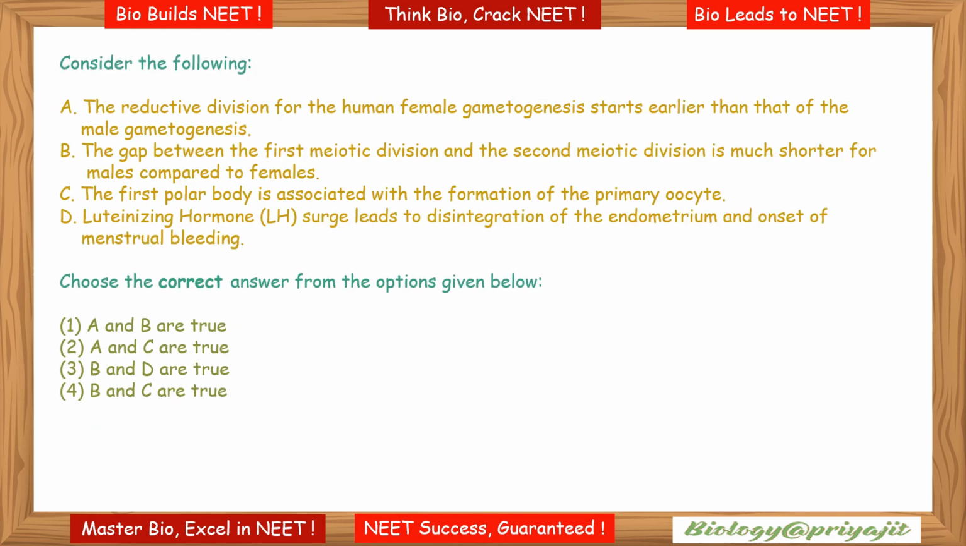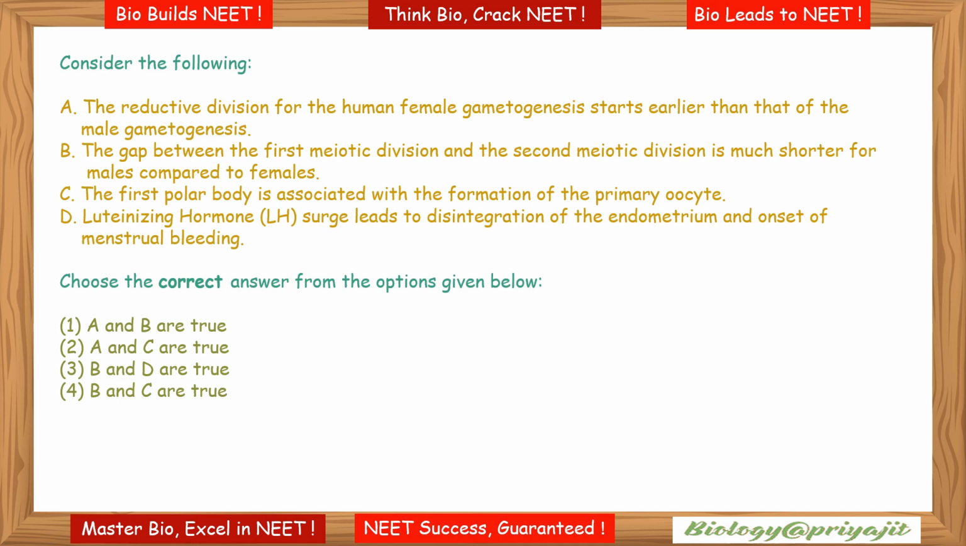Next, consider the following. The reduction division for the human female gametogenesis starts earlier than that of male gametogenesis. The gap between the first meiotic division and the second meiotic division is much shorter for males compared to females. The first polar body is associated with the formation of the primary oocyte. Lastly, luteinizing hormone or LH surge leads to disintegration of the endometrium and onset of menstrual bleeding. Choose the correct answer from the options given below.